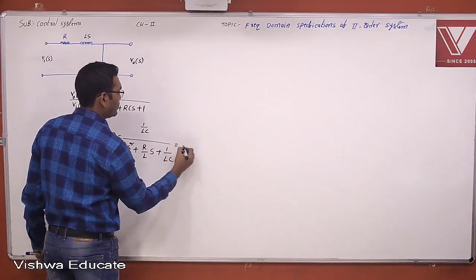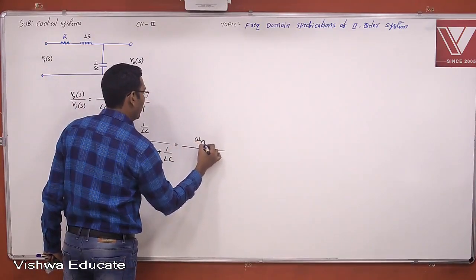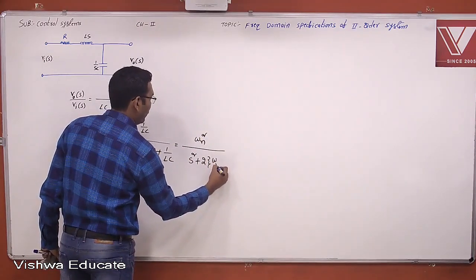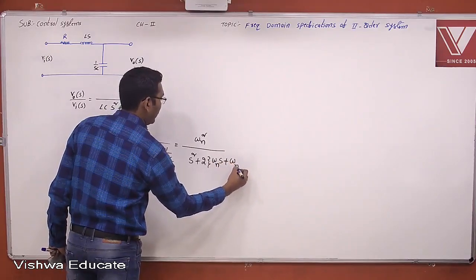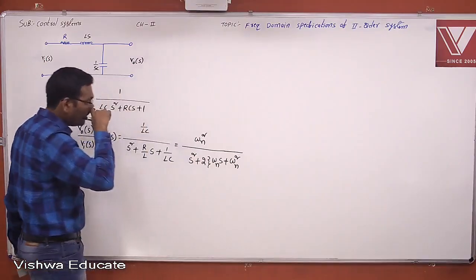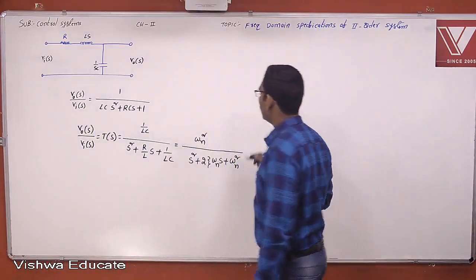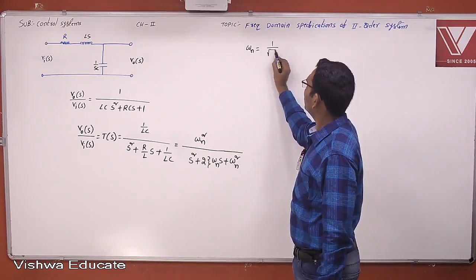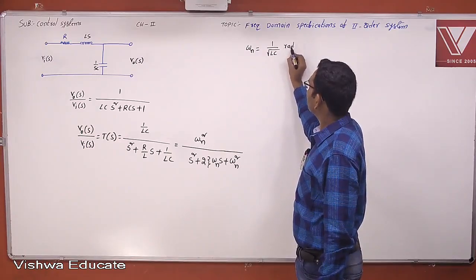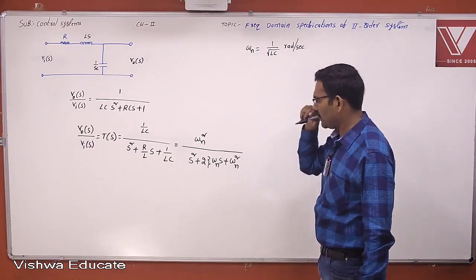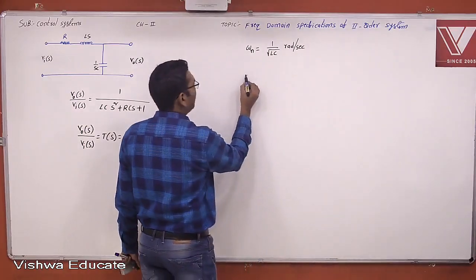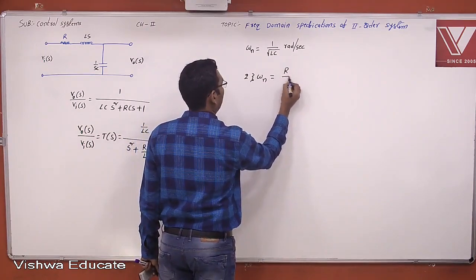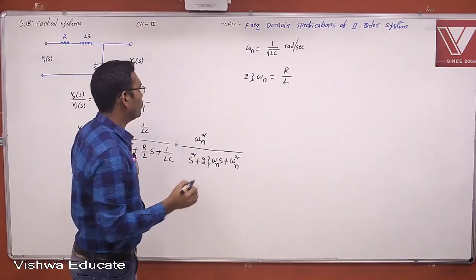The standard second order system is omega n square by S square plus 2 zeta omega n into S plus omega n square. So you compare these two. Now the natural frequency of oscillations omega n is equal to 1 by root LC radians per second, and 2 zeta omega n is equal to R by L.